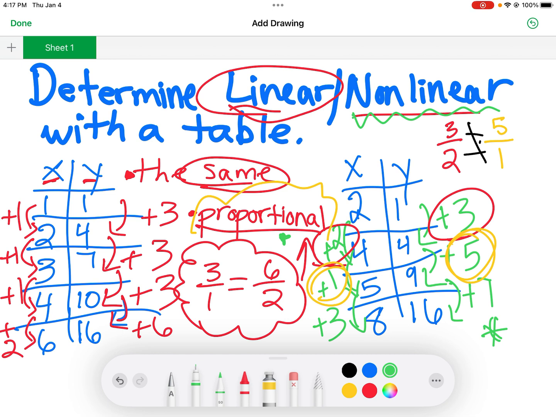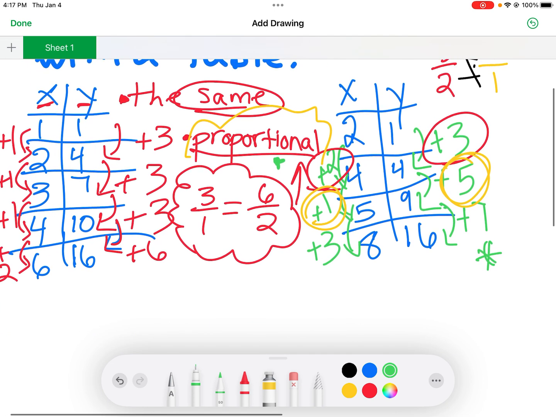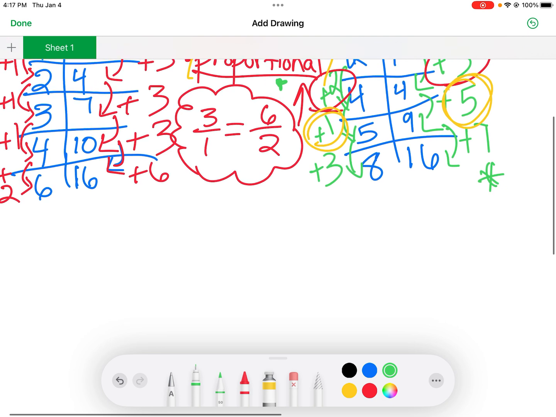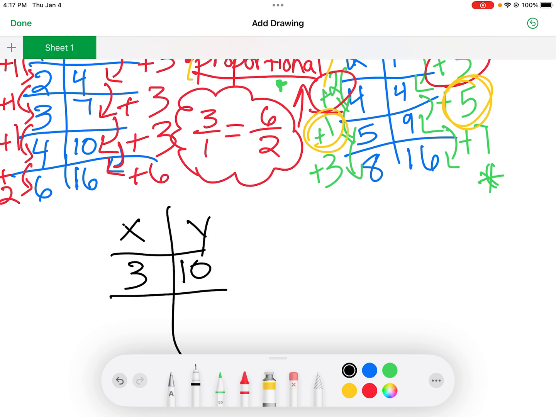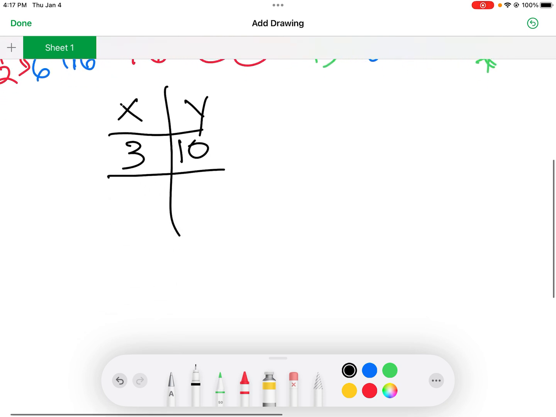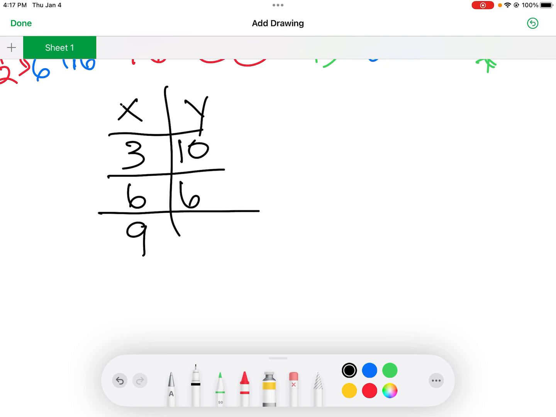A quick little review. You've got 6 problems that you're going to do at the bottom of this page, and you're going to put these tables in on your notes. So you'll put it in and you'll check to see x, y, and you'll fill it in, and this is the first one on that page. 3, 10, 6, 6, 9, 2, and 12, negative 2. So we'll look to see if this is linear.